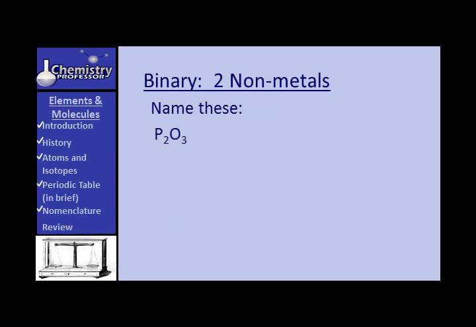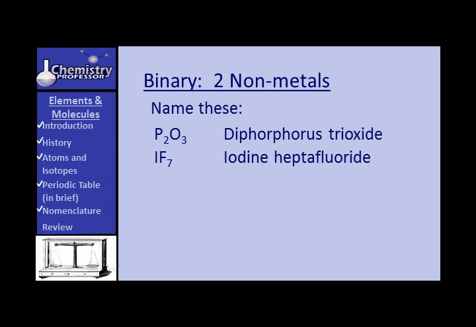Let's try some. Try this one. Did you get diphosphorus trioxide? Okay. What about this one? When there's only one of the first element, don't use the mono with it. Just call the element by name and use the prefix with that second one. So this one becomes iodine heptafluoride.